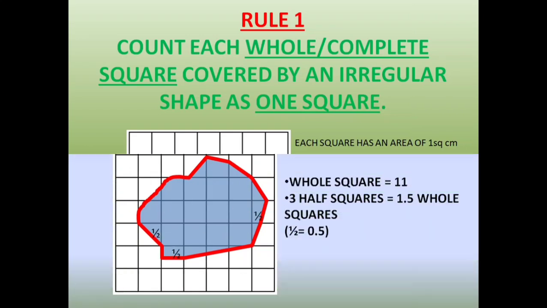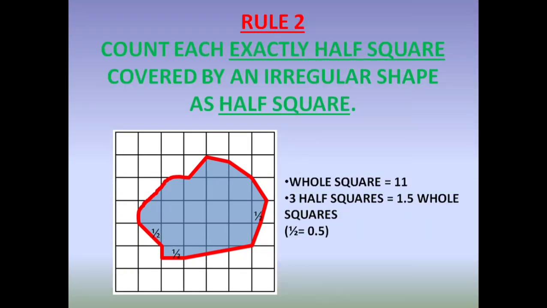Now let's learn the second rule. It says count each exactly half square covered by an irregular shape as half only. Now, do you see? In three parts of this figure, I have written half, half and half. Just observe, beta. This side here is dividing this square into two equal parts. So each part here represents half.